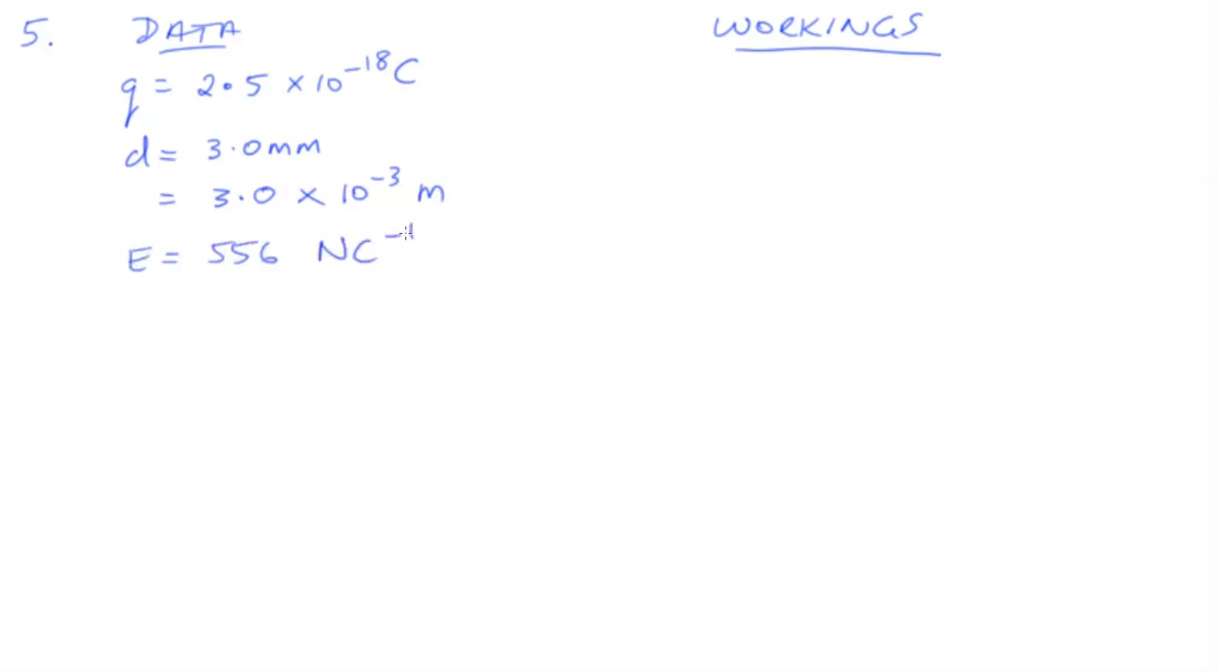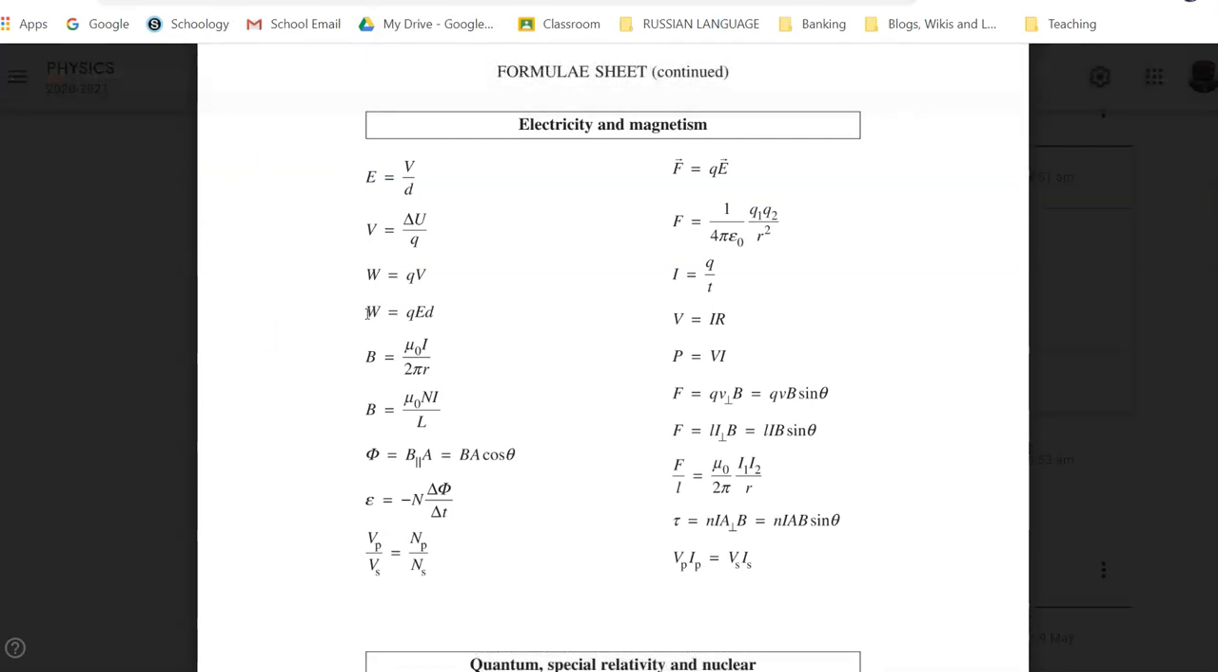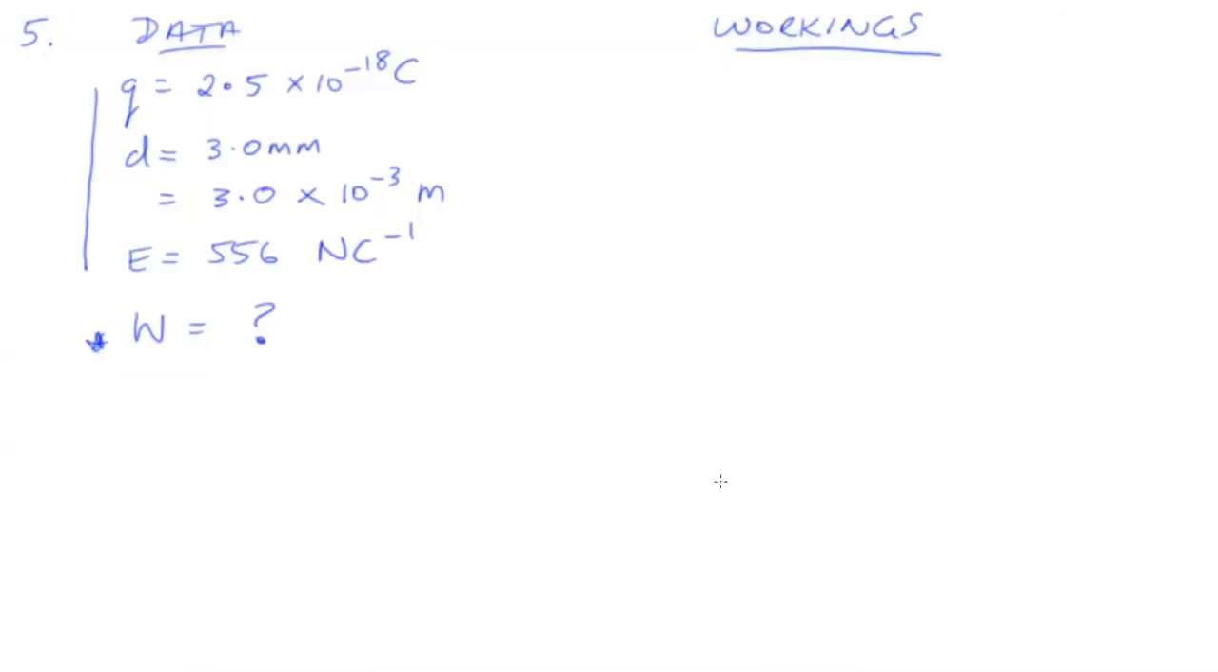Electric field strength. We want to calculate the work. So look at the variables we have. We want W, so we want a formula that calculates work. These are the variables that have been given to us. So if we check the formula sheet again, we are after this one here that says work equals QED. Okay, too easy. So we write the formula as shown, and this one is just a matter of substituting in.